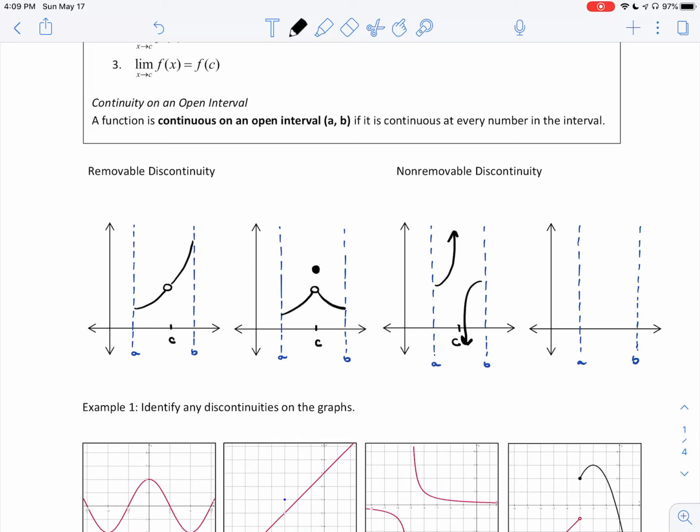The other type of non-removable discontinuity is if we have some sort of jump in our graph. Let's say something maybe like that, where it jumps from one point down to another. Again, this is non-removable because you can't just fill in the hole and make it continuous. There's nothing you can do to redefine that function to make it a continuous function. These are our different types of discontinuities.